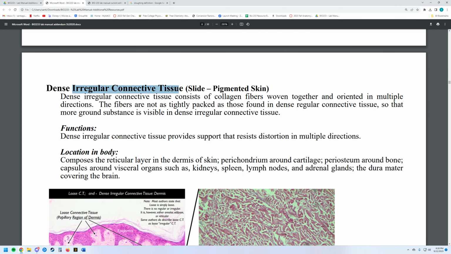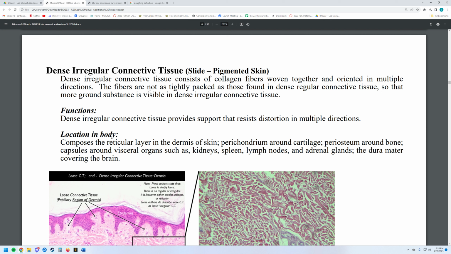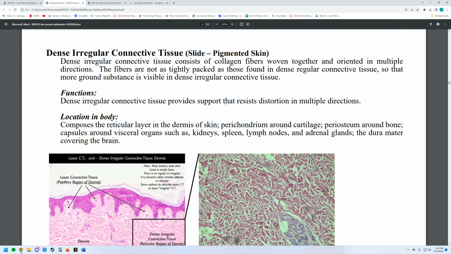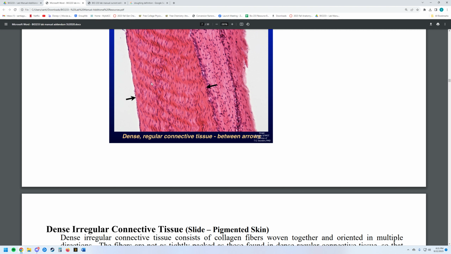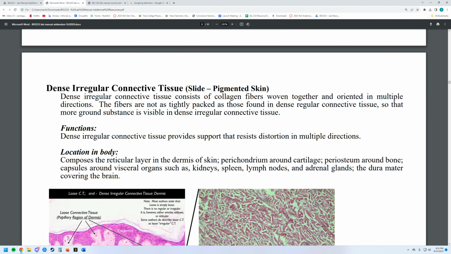Dense irregular connective tissue is going to show us pigmented skin. Dense irregular tissue consists of collagen fibers woven together, oriented in multiple directions. The fibers are not as tightly packed as those found in dense regular connective tissues, so that more ground substance is visible in dense irregular connective tissues. So I guess we're looking for more dense ground substance. Is that cement, if I'm not mistaken?